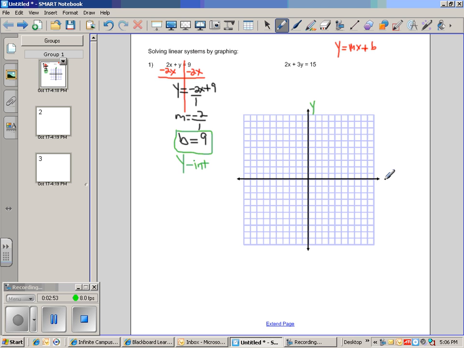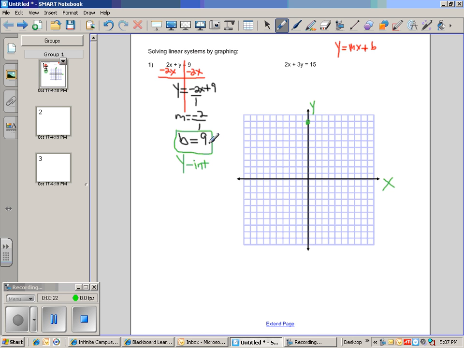Here's the y-axis. Here's the x-axis. The y-axis always runs straight up and down. The x runs left to right. So start with y-intercept of 9. Starting at the origin, we're going to go up positive 9. 1, 2, 3, 4, 5, 6, 7, 8, 9. And that is our very first point of our graph. That's our starting point. That is called the y-intercept.